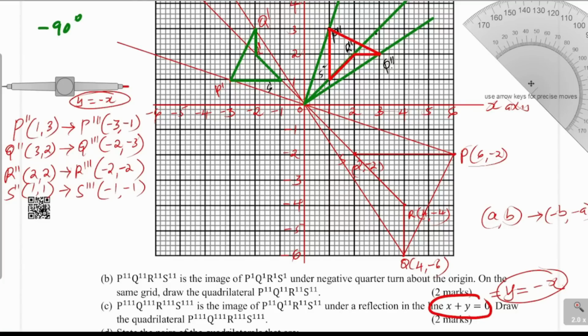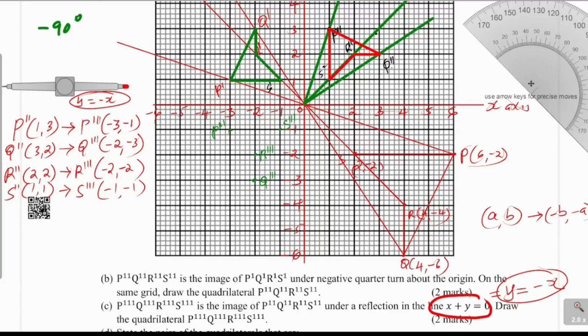Then you can plot these. We start with P3, -3, -1. So -3, -1 will be there. That is P3. Then Q3, -2, -3, is there. Then R3, -2, -2. And S3, -1, -1. So the points are here: P3, -3, -1, and then Q3 here, -2, -3, and R3 here, -2, -2, and S3, -1, -1. So we can join those points.